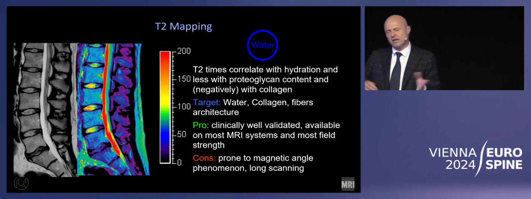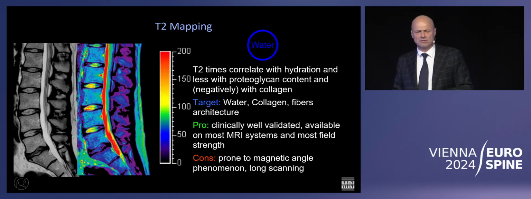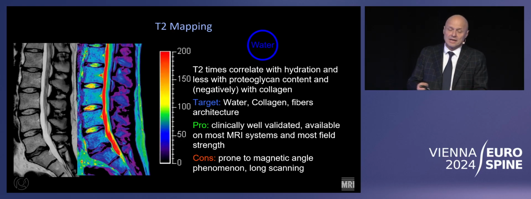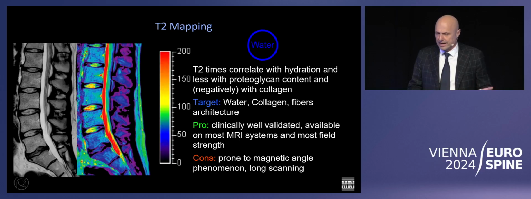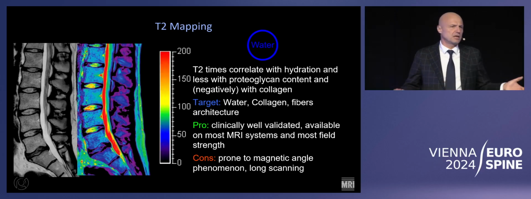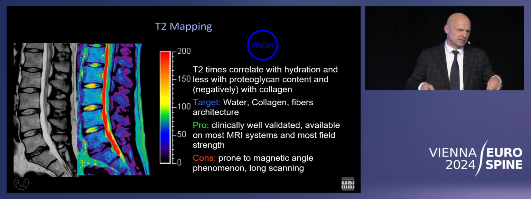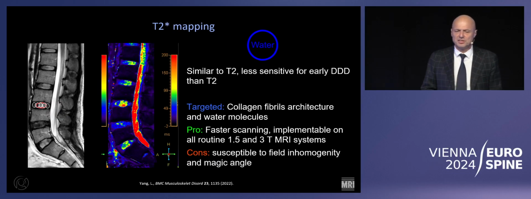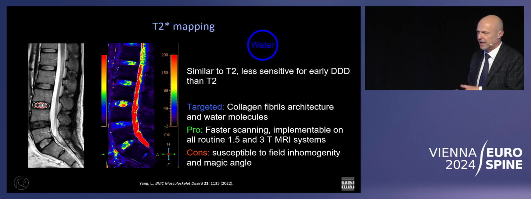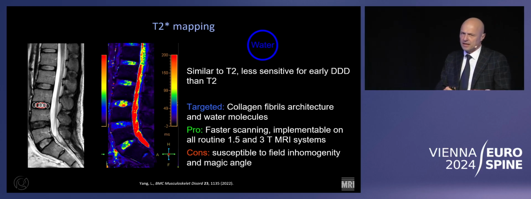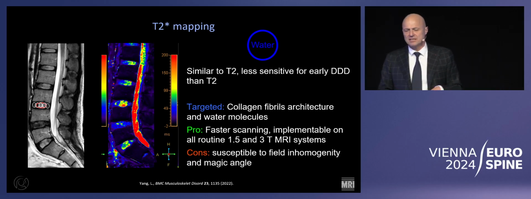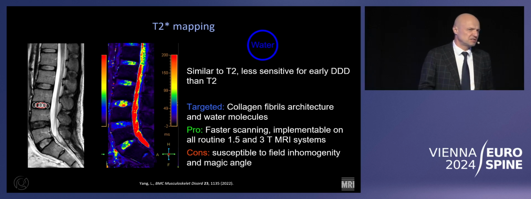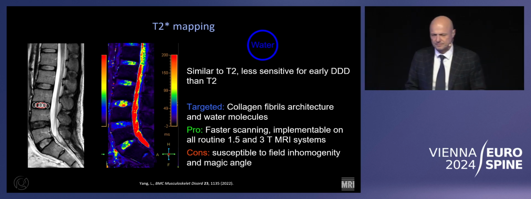Here is T2 mapping. That's probably the best known method to look at the disc. The target is the water, and it is well validated and easily available on most systems. However, scanning time is very long. There is another very similar method, which is T2 star mapping. The target again is water. The scanning time is shorter. However, it is very susceptible to field inhomogeneities. For example, post images are almost not possible to scan.